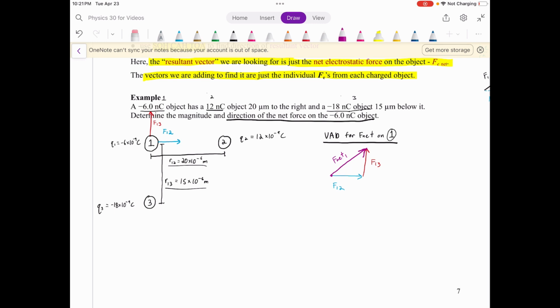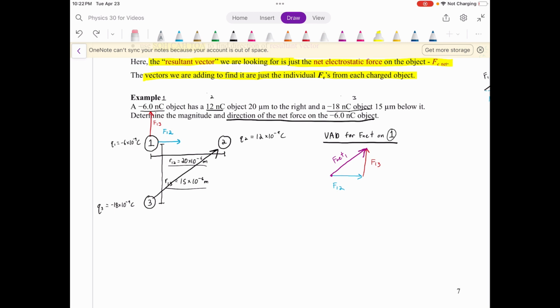And this actually ended up being a not too bad one, because these are perpendicular to each other. Now that won't always be the case. Sometimes you will have to separate this force into its x and y components, right? For example, if we were asked to find the force on object 2, well then the force from object 3 on object 2 would look something like that. Right?